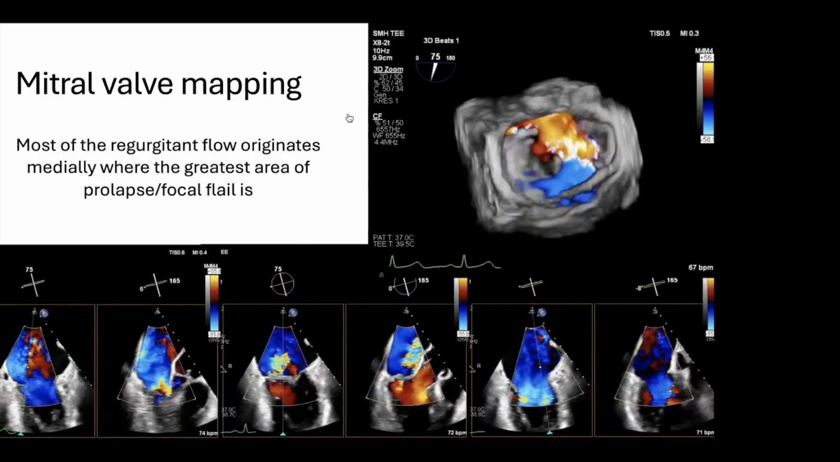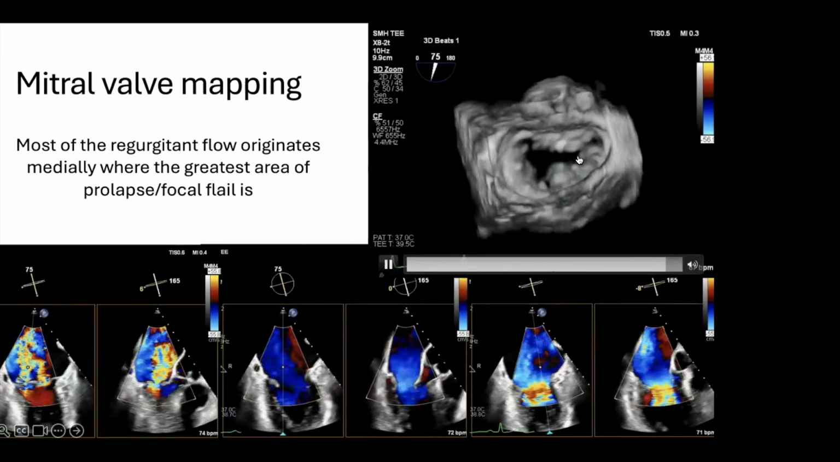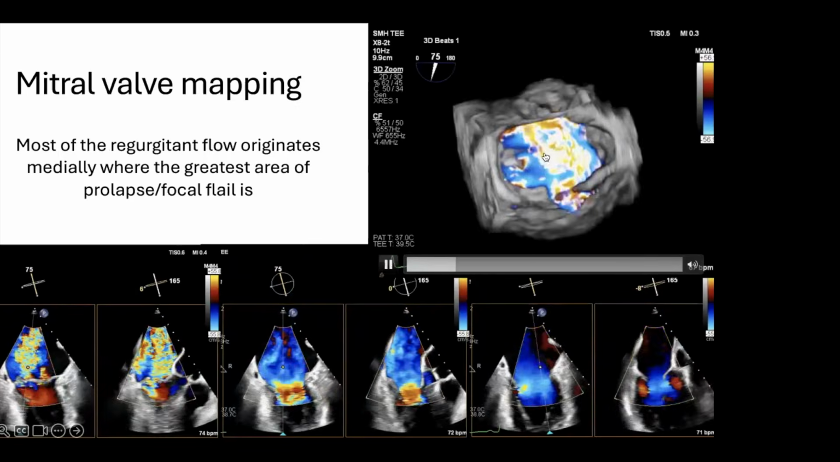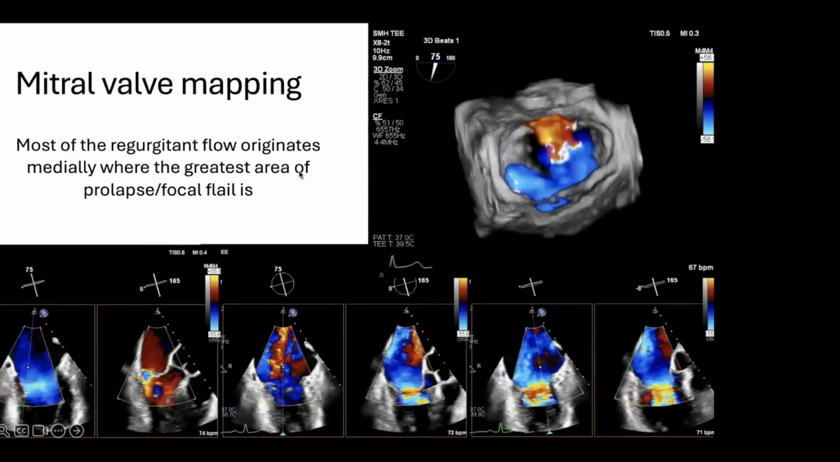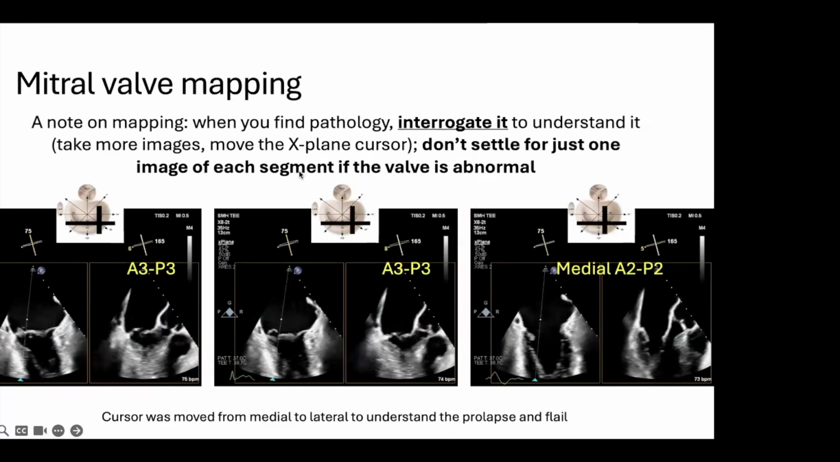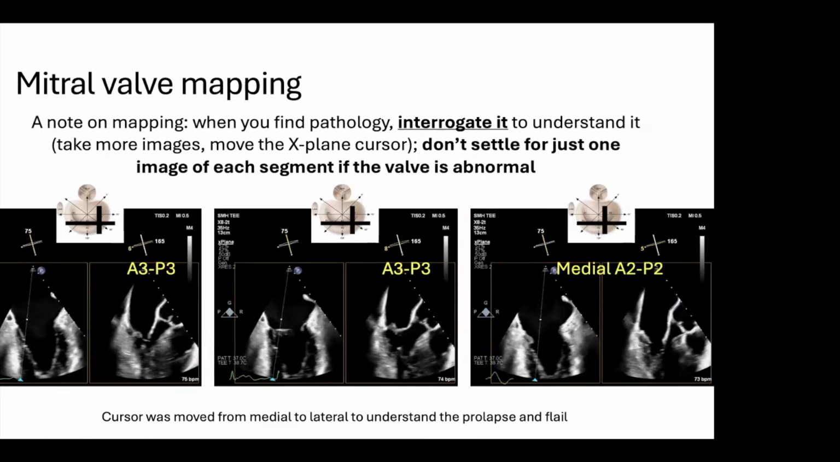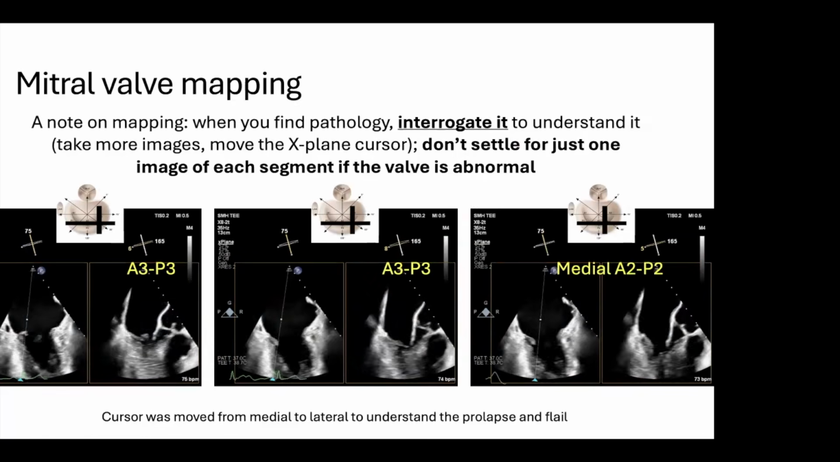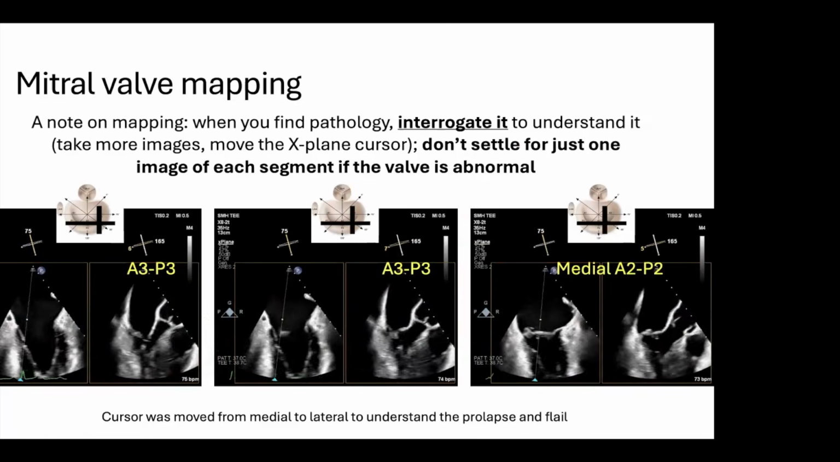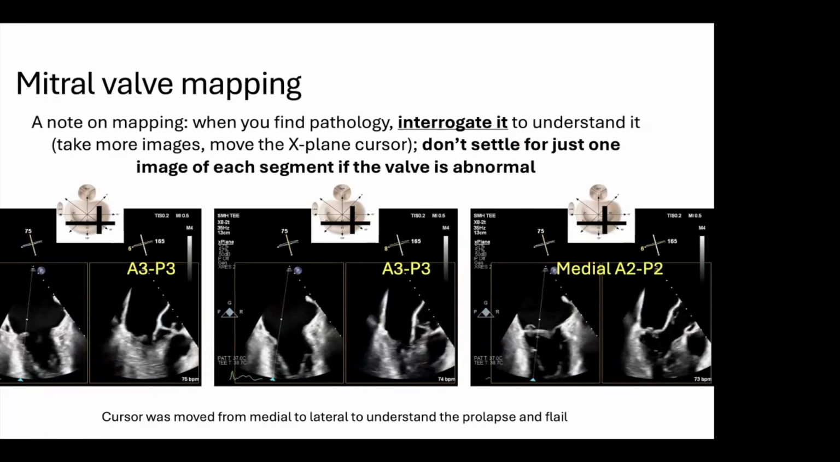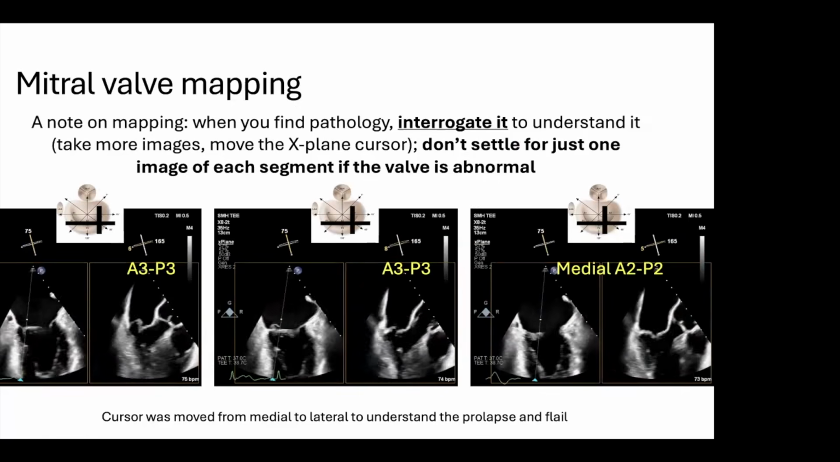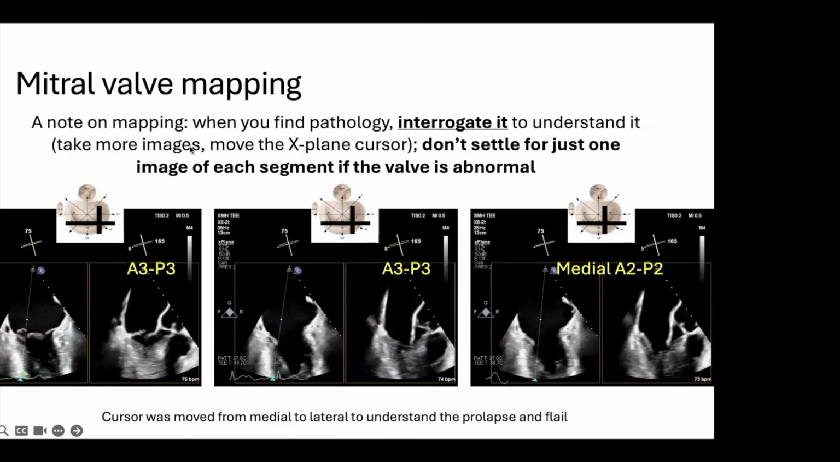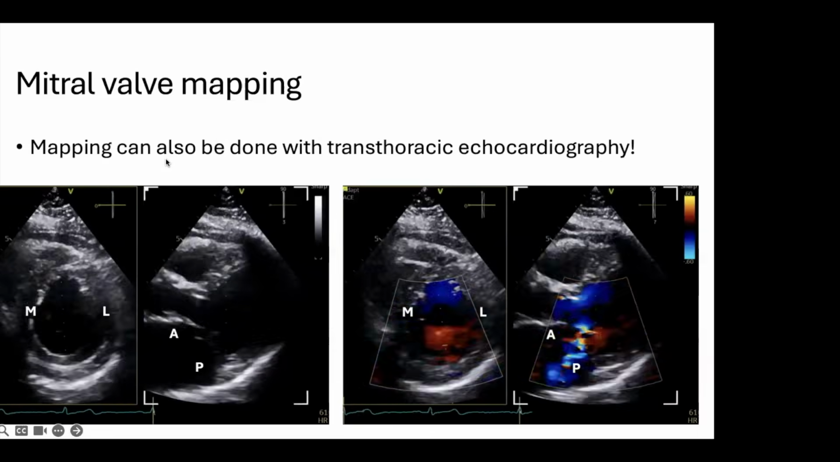And then in 3D as well, we can see the color comes through the medial commissure here, where that area of flail is. And then just a note is that you don't have to just take 3 images, one for the ones, one for the twos, one for the threes. You can really spend some time and move your X-plane slightly to the left or to the right to really get a good sense of what the pathology here is. And that's what we're showing with this example.